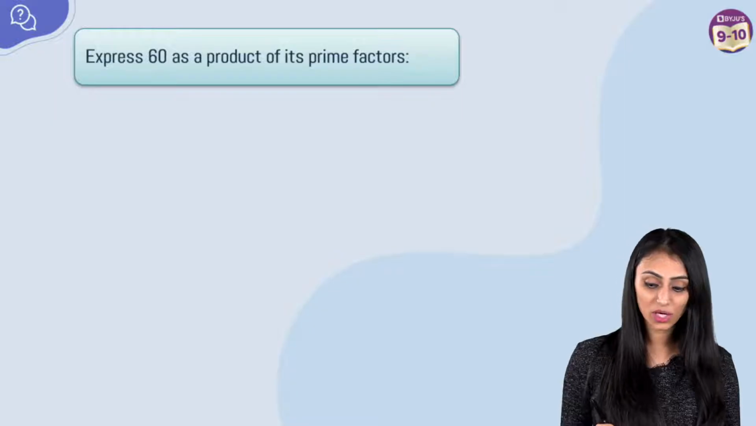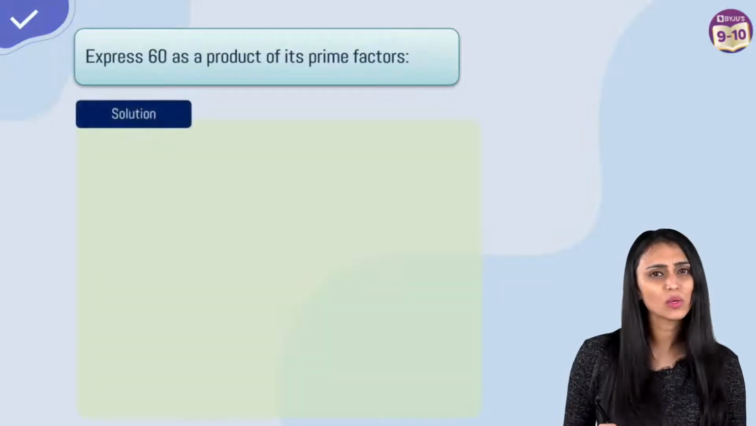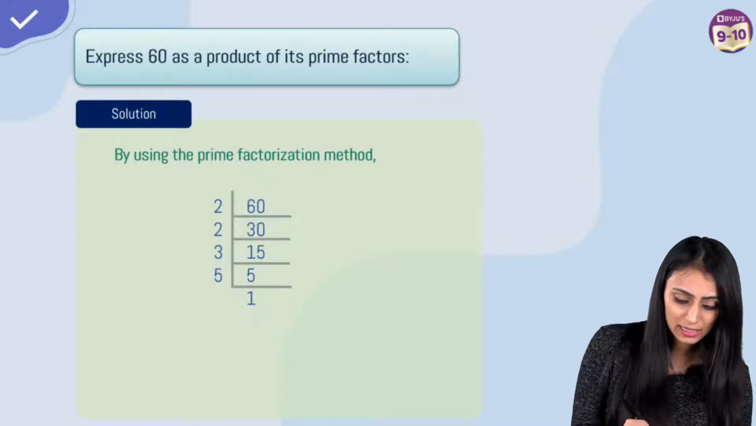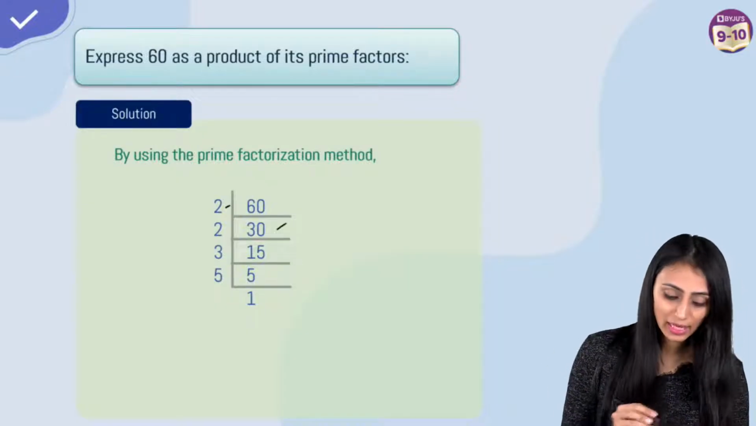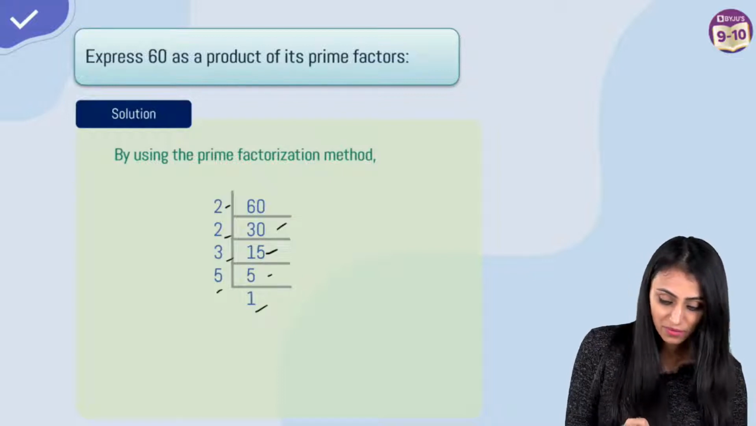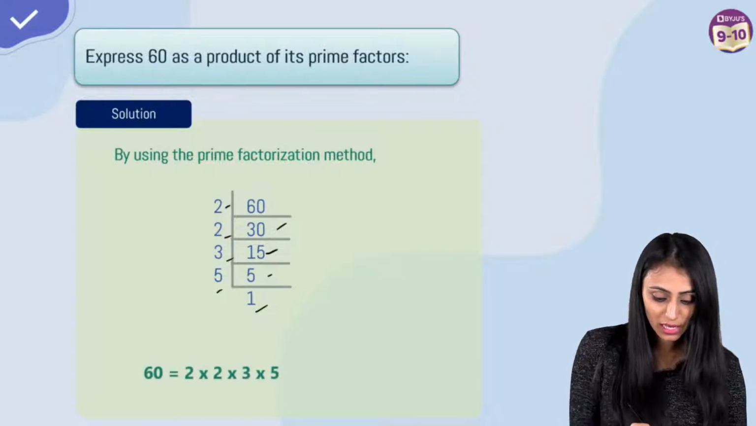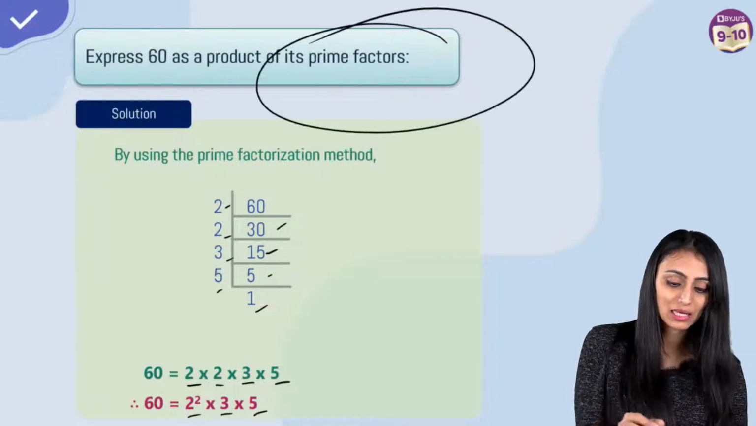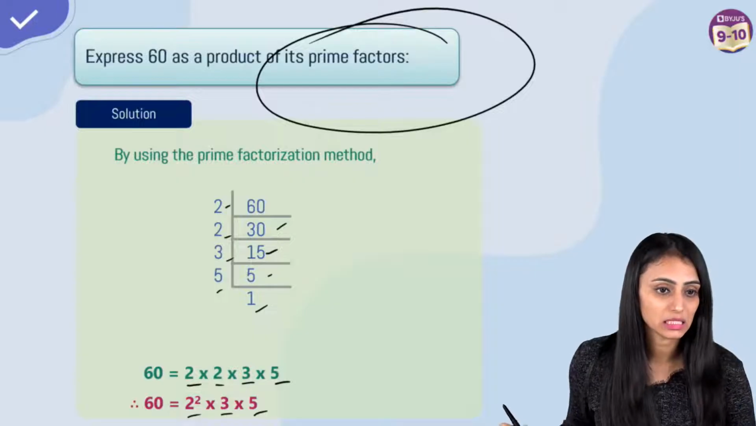Alright, let's try out this question. Express 60 as a product of its prime factors. This is going to be very simple. By using the prime factorization method, it is 2 times 30, then 2 times 15 is 30. This is 3 times 5 and 5 times 1. So 60 could be written as 2 times 2 times 3 times 5, which is 2 square times 3 times 5. That's how it could be written as a product of its prime factors.